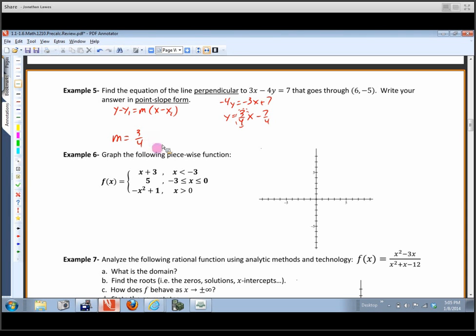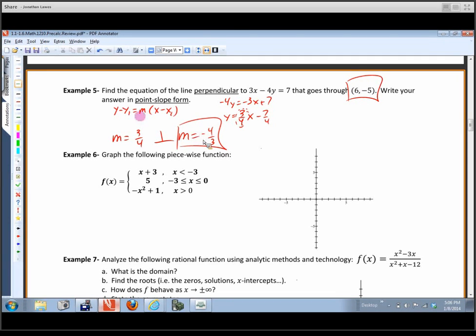Well, if I want one that's perpendicular to that, I want a slope of, remember, the opposite reciprocal, so negative 4/3. So this is the slope that I want, and this is the point that I need to use. And I'll mention this several times in the class, and I'll ask a question this way: what do you need to write the equation of a line? Well, you've got to have a point, which they gave us right here, and you've got to have a slope.